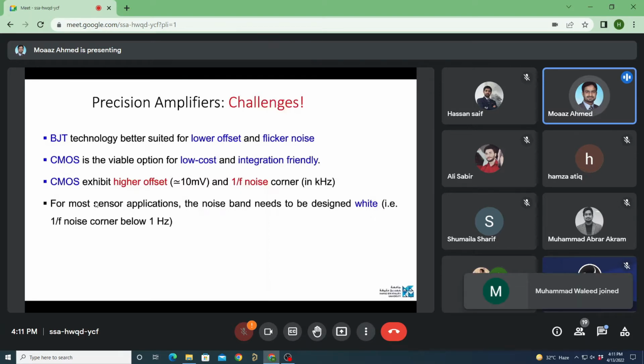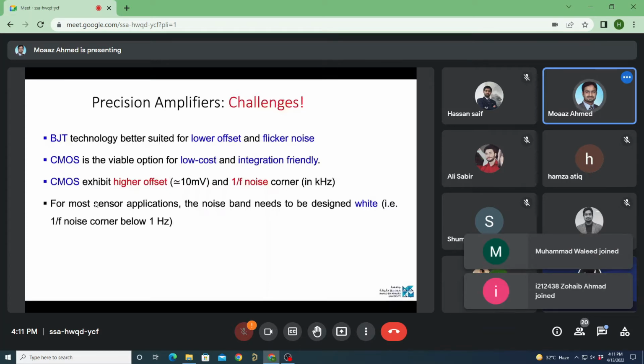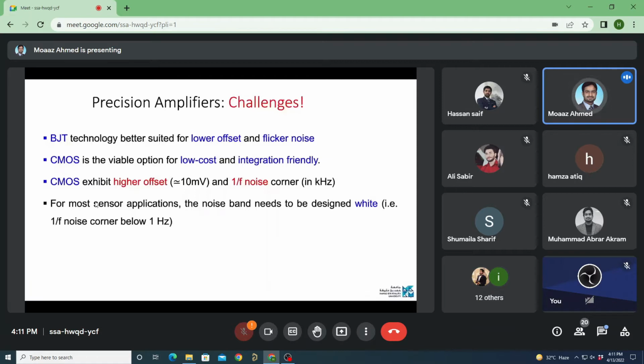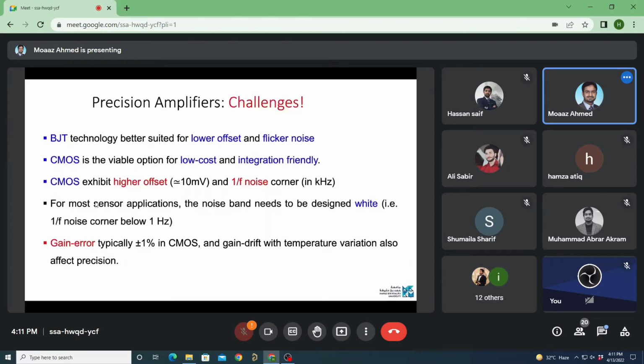Again, then gain error is also typically plus or minus 1%, because we implement these gains with passive components like capacitors or resistors, and with these elements comes gain drift with temperature or with aging. So we also need to somehow compensate these drifts. So let's start with the discrete components-based instrumentation amplifiers.